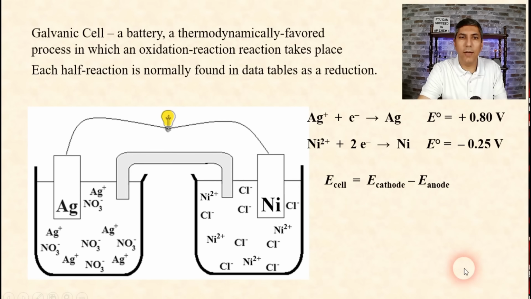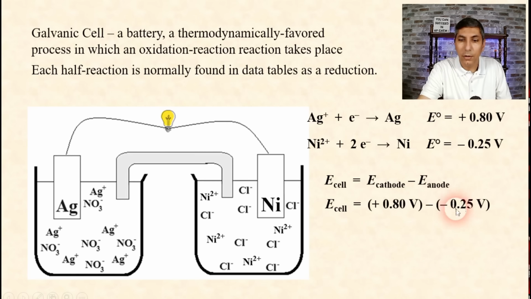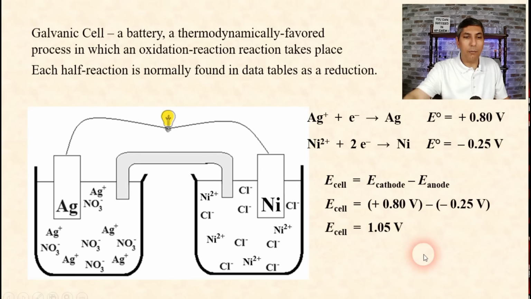Since all galvanic cells are thermodynamically favored, the value of the voltage, the value of the E cell, has to be positive. So that means that the more positive value goes in the position of the cathode, and the more negative number goes in the value of the anode. So we have to subtract it like this: 0.80 volts minus a negative 0.25 volts. And so our E cell is 1.05 volts. If we had tried to subtract it in the other direction, we would have gotten the negative value, and you can't have a negative voltage for a galvanic cell.